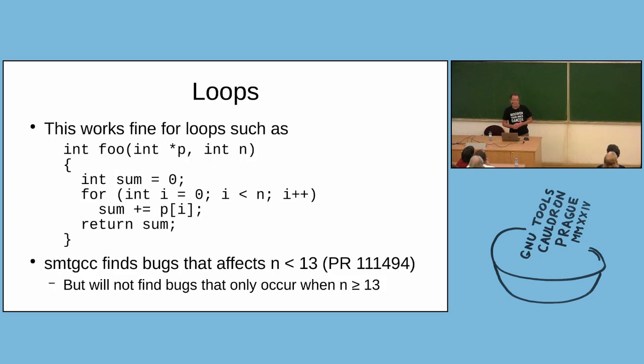So this works fine for, let's say, a loop like this. It can iterate many more times than 13, but the tool will check for all values of n. So if there is a problem that happens within the first 13 iterations, it finds this problem. And in this function, it finds that the vectorizer has reordered the additions. So you can get an overflow in the optimized code that was not in the original. And I reported that in this PR.